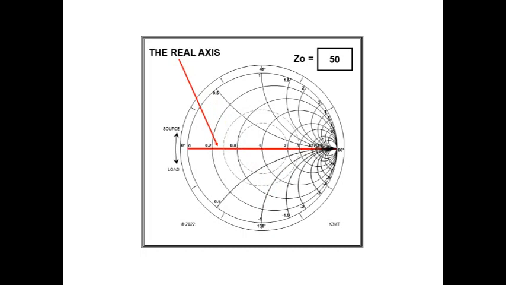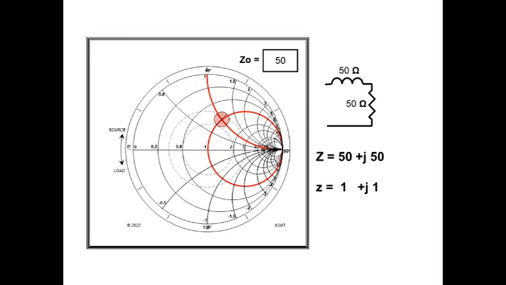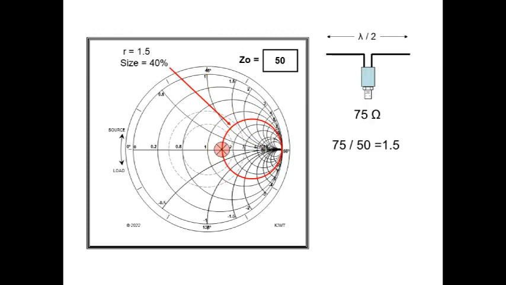Here's an impedance of 50 ohms resistance and 50 ohms inductance. It plots on the 1-1 circle and arc. Now look at a half-wave dipole with a perfect 1-to-1 balun. Its impedance is 75 ohms, unbalanced. Z0 is still 50 ohms. So this plots on the chart on the R equals 1.5 circle, and the real axis.